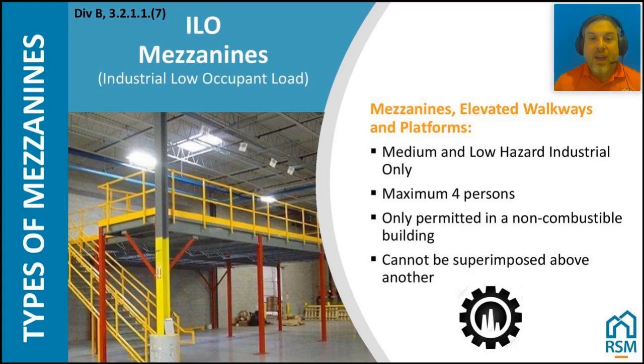Now, as a designer, I think you need to try to be clear so that when we go through this, we understand which one you're choosing. But sometimes they're not clear, and they're just providing a mezzanine and then dealing with the consequences. Now, in this particular type of mezzanine, I call it ILO mezzanine, industrial low occupant load. This one only allows F2 and F3 occupancies. It has a strict occupant load requirement of a maximum of 4 people. It can only be permitted in a non-combustible building, and you can't superimpose.